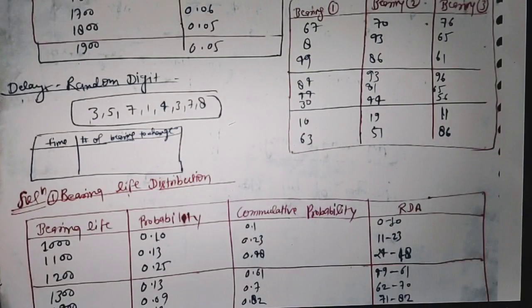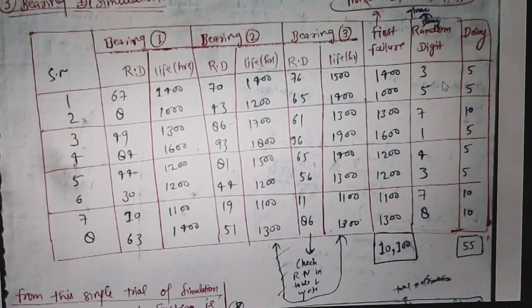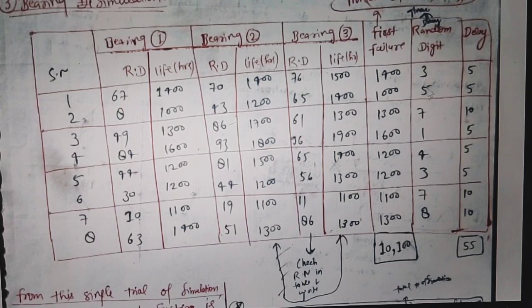As we can see here, random digit for delay is given here. Now we have to mention here random digit for delay. Okay, so now when the random digit for delay is 3, we have to go to the distribution table of delay and see that random digit 3 lies in which range.